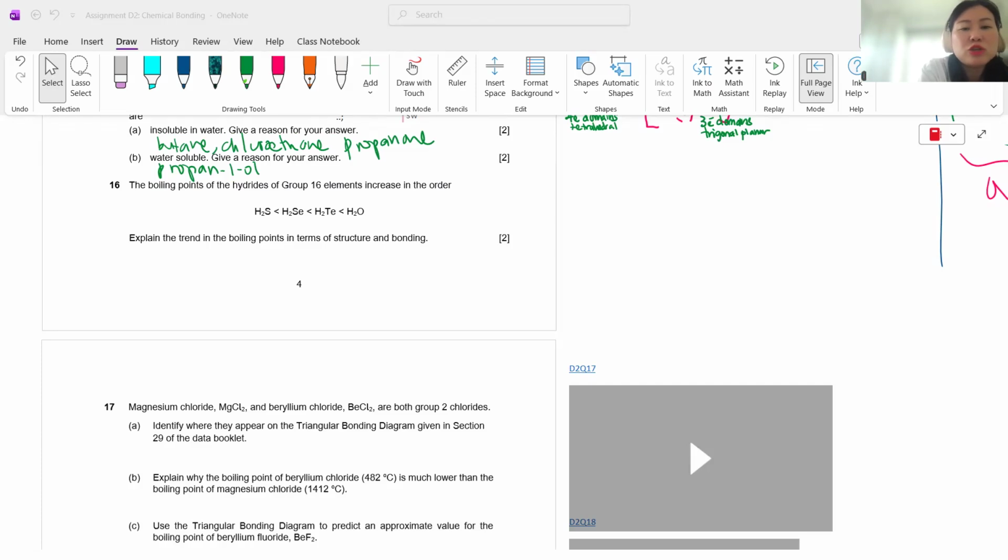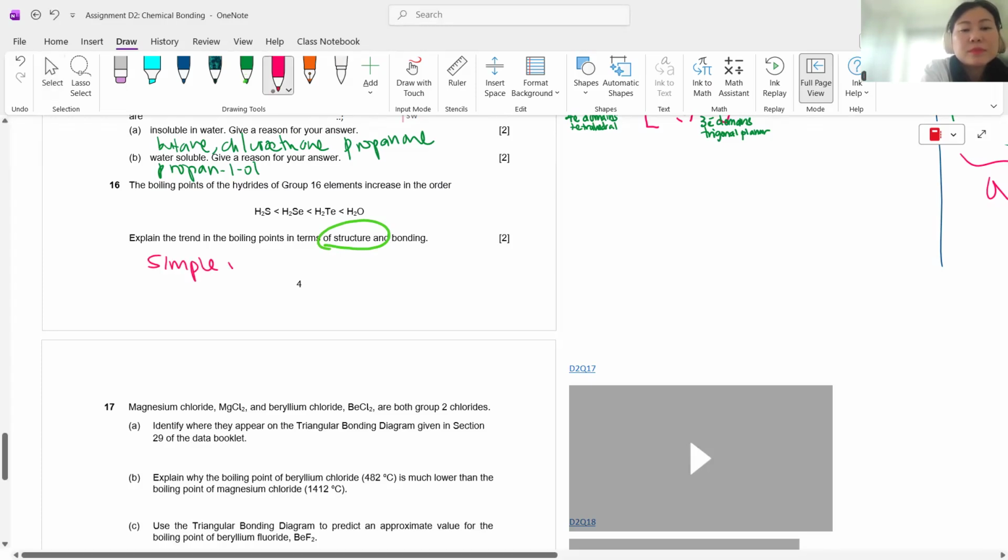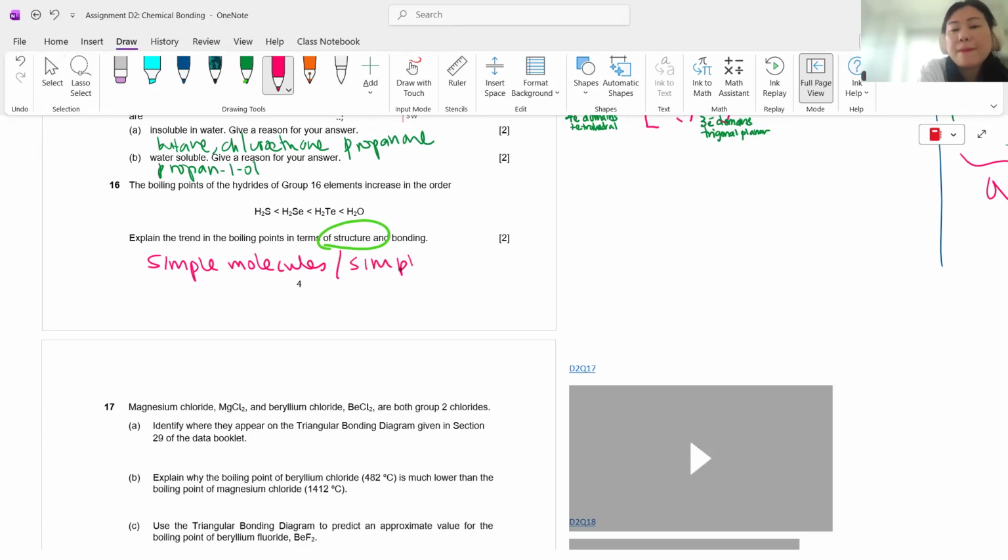So in terms of structure, we need to say that they are all simple molecular structure, or they can say simple covalent compound. Right? So in terms of bonding, we are talking about boiling points, so we are talking about intermolecular forces. Because it's intermolecular forces, we are looking at London dispersion force, dipole-dipole, hydrogen bonds.